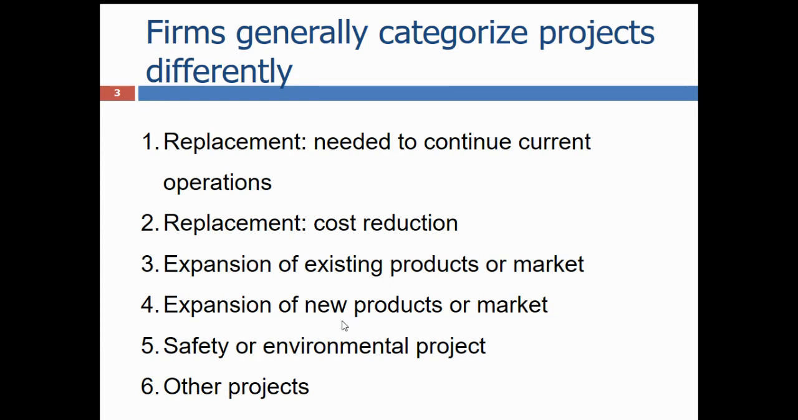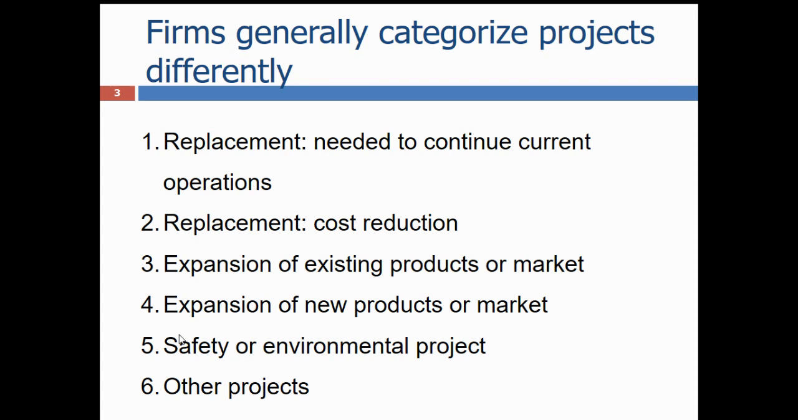And the fourth reason would be expansion into new products or markets. The third one was the existing product; the fourth one would be new products. Let's say a company is only selling, let's say, orange juice. Now they come out with, let's say, a new lemon juice product. And then the fifth one is for safety or environmental projects.